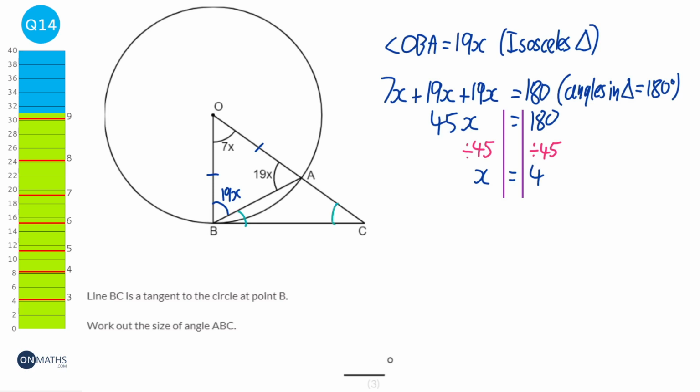Now, there's a few different ways we could do this. We could work out what this angle is because it's a big triangle, etc., etc. Or we can use the fact that we've got a tangent touching a radius. So we know that this, let's just pick a different colour, this angle here is 90 degrees. So we can write that down. So angle OBC equals 90 degrees because it's the angle between a tangent and a radius.